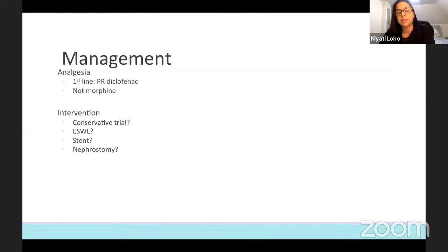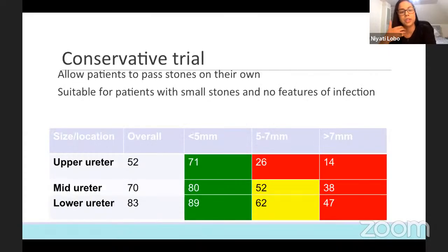And the other options are ESWL, that stands for extracorporeal shockwave lithotripsy. So that is using lithotripsy to break up the stone from the outside. And then our other options are, do we need to place a stent or a nephrostomy? And I'll talk about when we need to do that. So someone asked about cutoff.